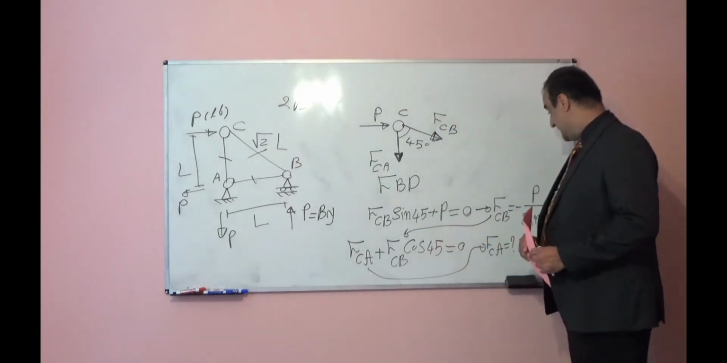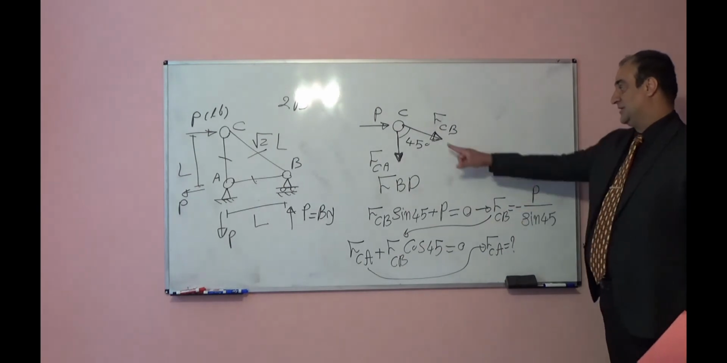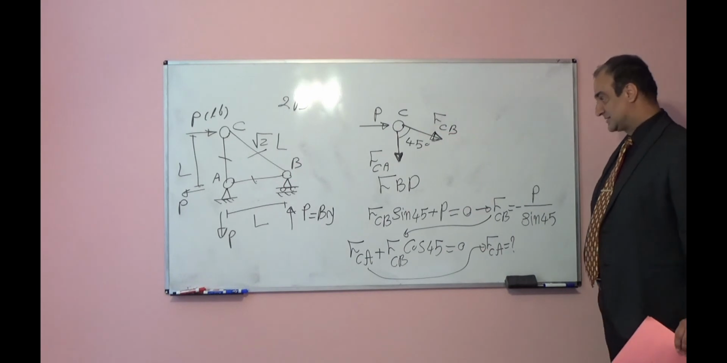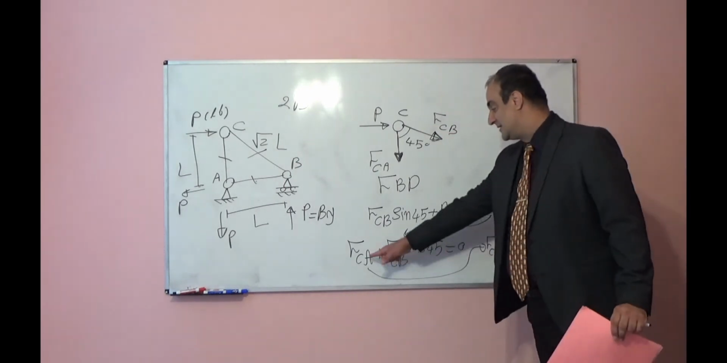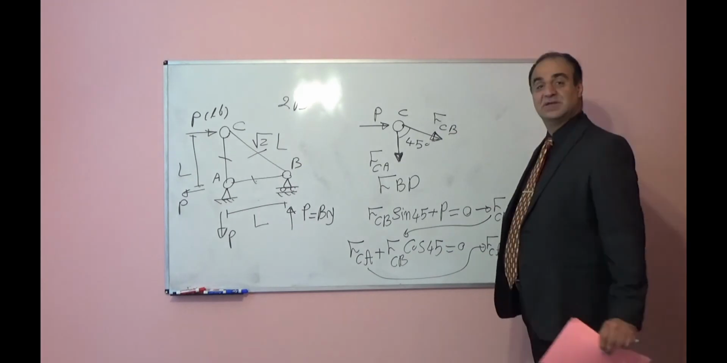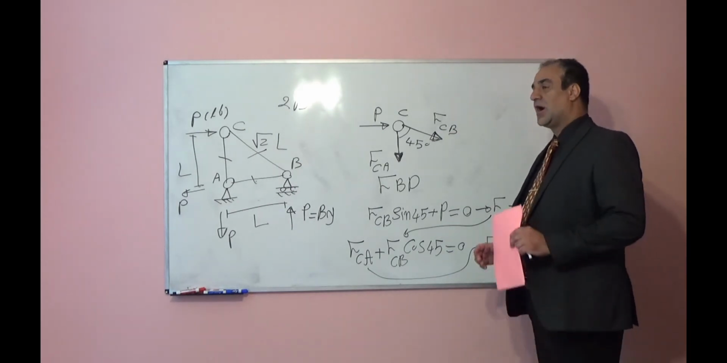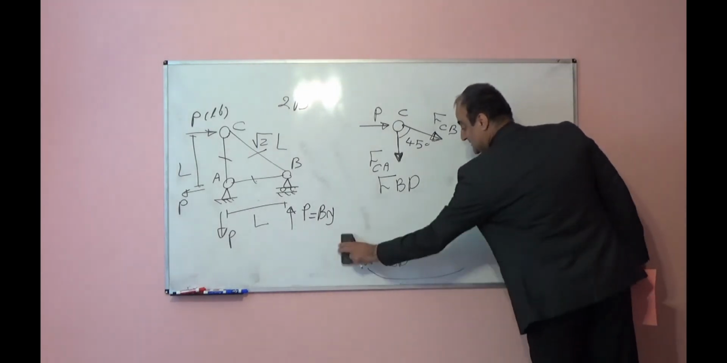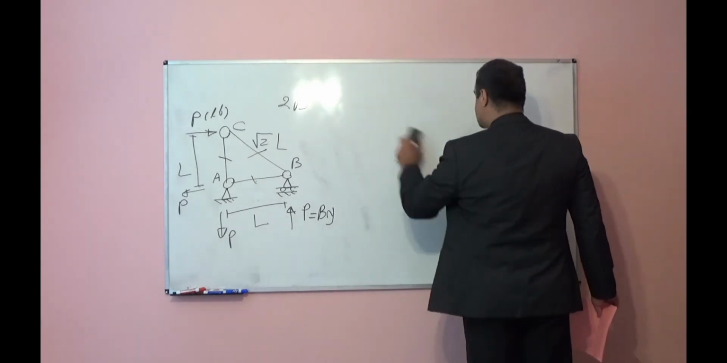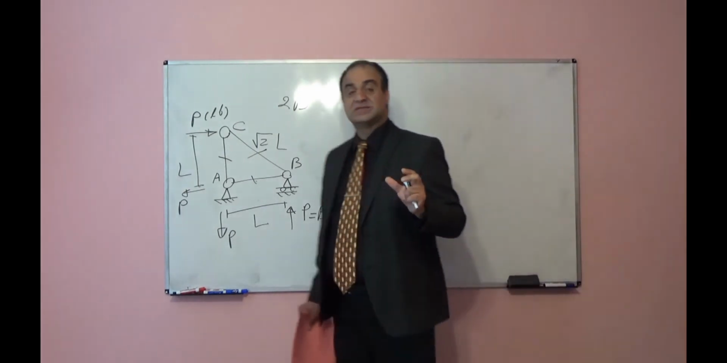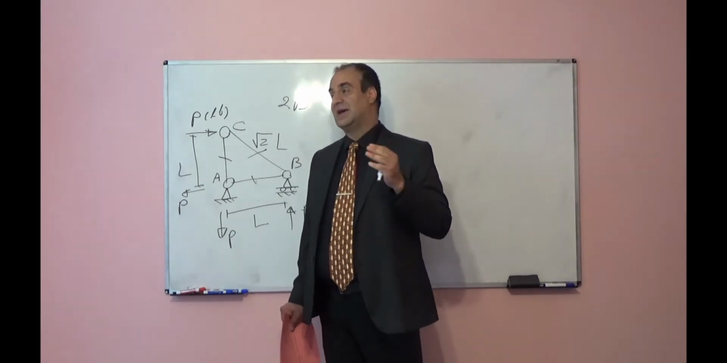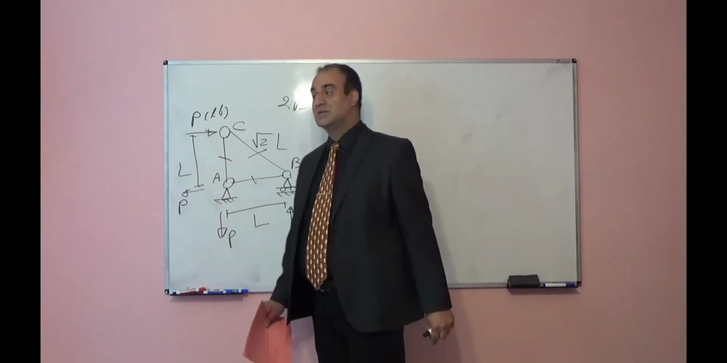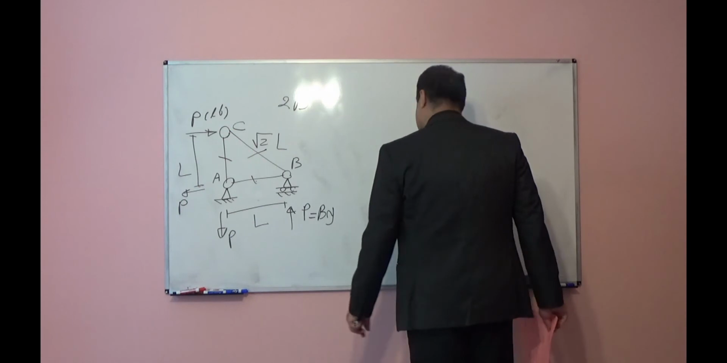Pay attention. FCB is negative, meaning compression. Initially I assumed it is in tension, but you end up with negative, meaning it is compression. And if you plug negative here, FCA will be positive. It means it is in tension. Of course, initially you can guess whether it is in tension or compression. In some complex trusses, it will be difficult, and maybe you will make a mistake or error. But in simple cases like this, from the beginning you can understand whether a member is in compression or tension.